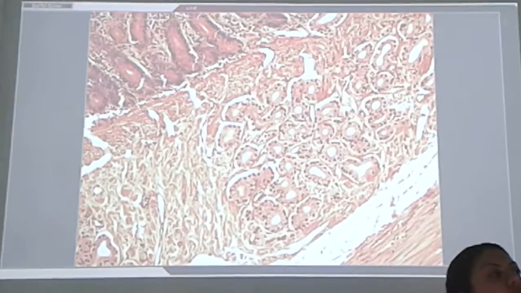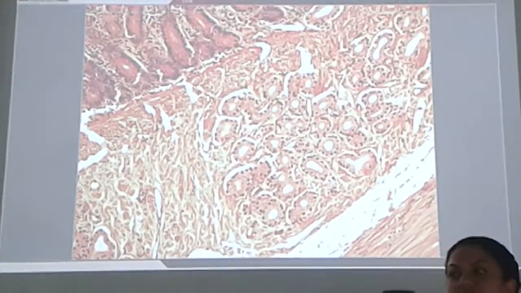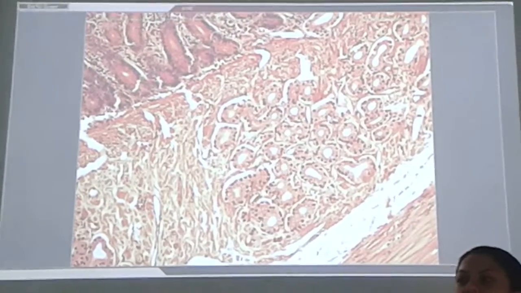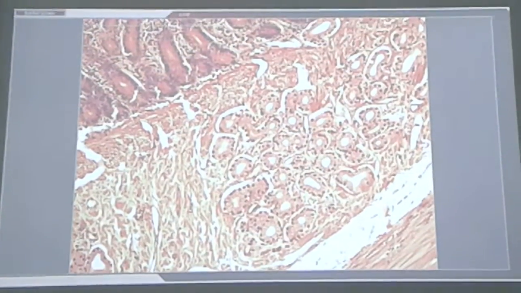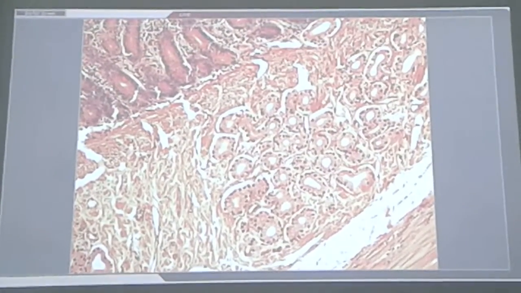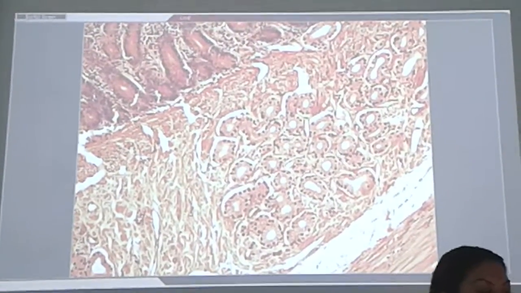What's the function of this Brunner's gland? Why are they there? Alkaline mucus. Okay. So this alkaline mucus does what? Yes, it neutralizes the acid coming from the stomach, right? Alright? So we have Brunner's glands.